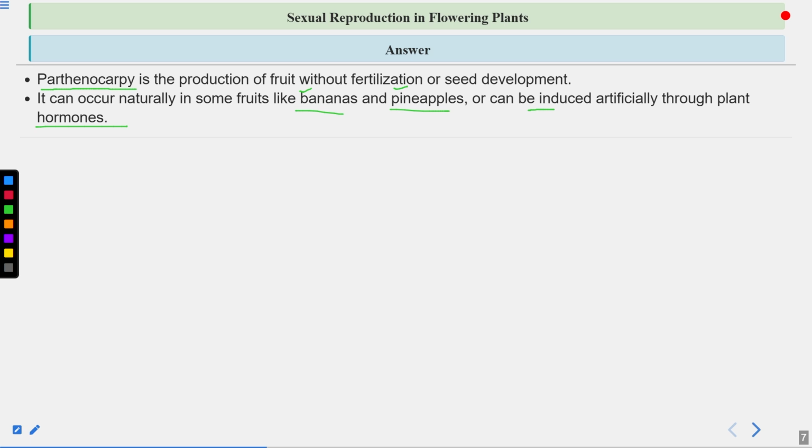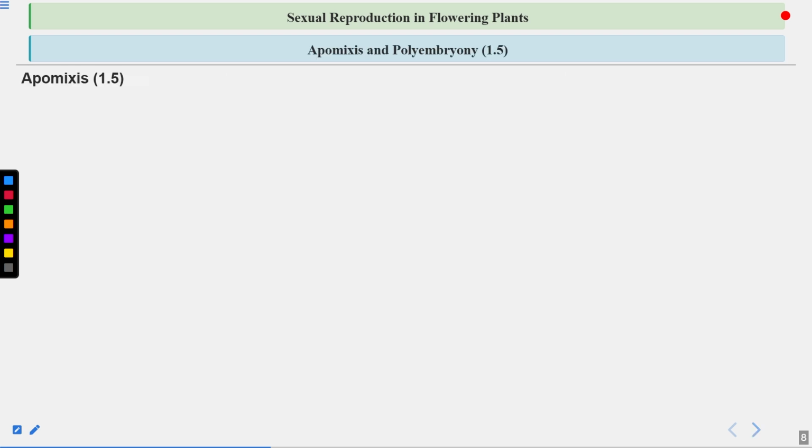Even without fertilization. And if the fruit formation is without fertilization, what will not be formed there? Seeds. The fruit will form, but there will be no seeds. So this is also one of the differences between parthenocarpy and apomixis. Parthenogenesis and parthenocarpy are also different. That we will also see. Apomixis.